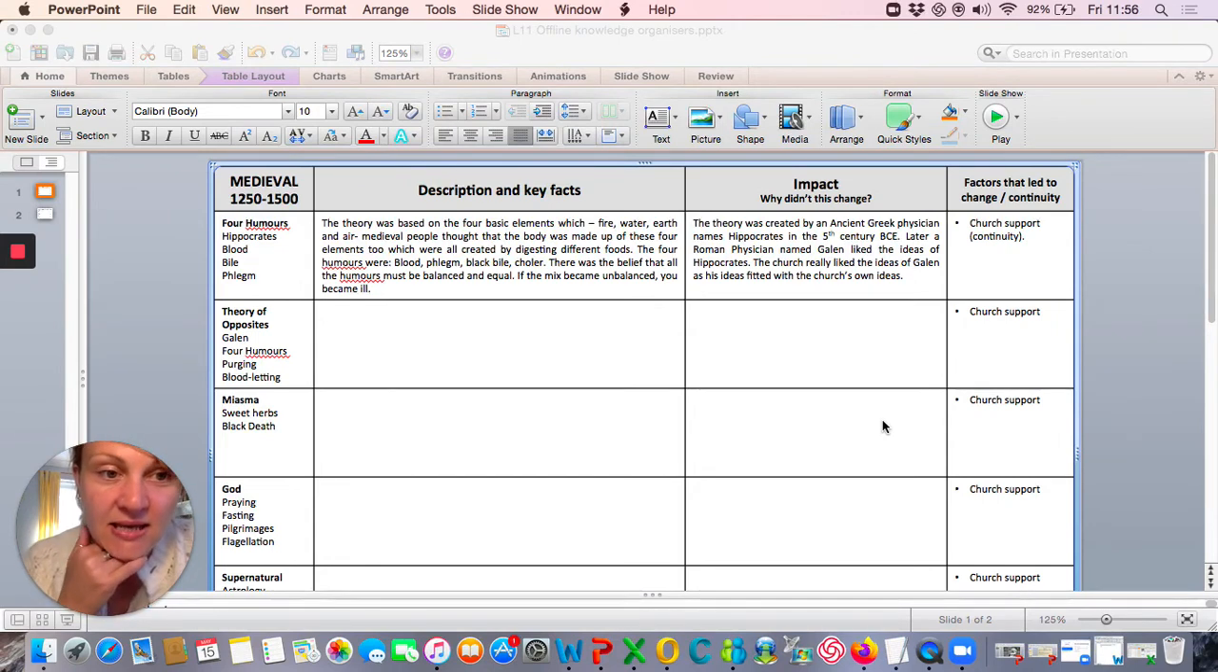And then in the final column here, I've already completed it for you. And again, it's all going to be pretty much the same at the moment, because we're looking at the medieval time, and as we know, the role of the church was quite large at this time. So I've put factors that led to change or continuity. There's no change at the moment. Sorry, it's only really continuity because we've only examined one time period.